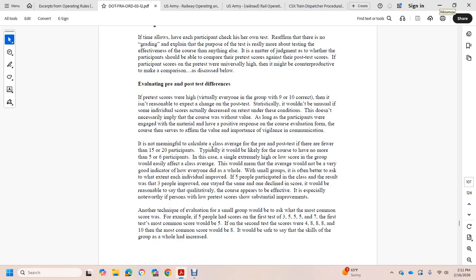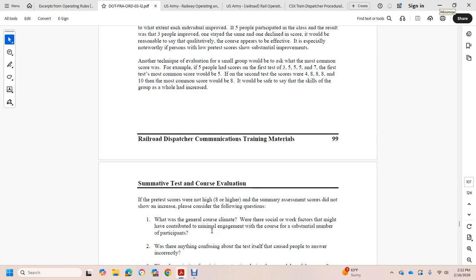It would be reasonable to say that, qualitatively, the course appears to be effective, especially where a person with a low pre-test score shows substantial improvement. Another technique for evaluating a small group is to ask what the most common score was. For example, if 5 people had scores on the first test of 3, 5, 5, 5, 7, the most common score would be 5. On the second test, scores of 4, 8, 8, 8, and 10 would give a most common score of 8. It would be safe to say that the skills of the group as a whole have increased.